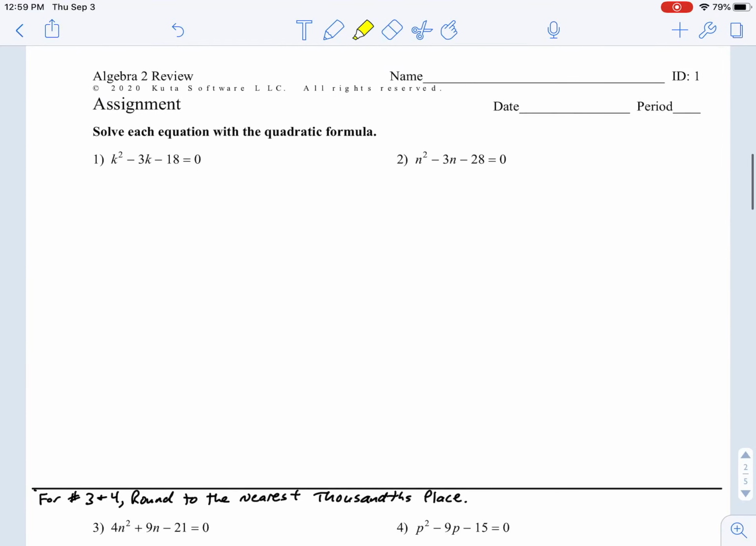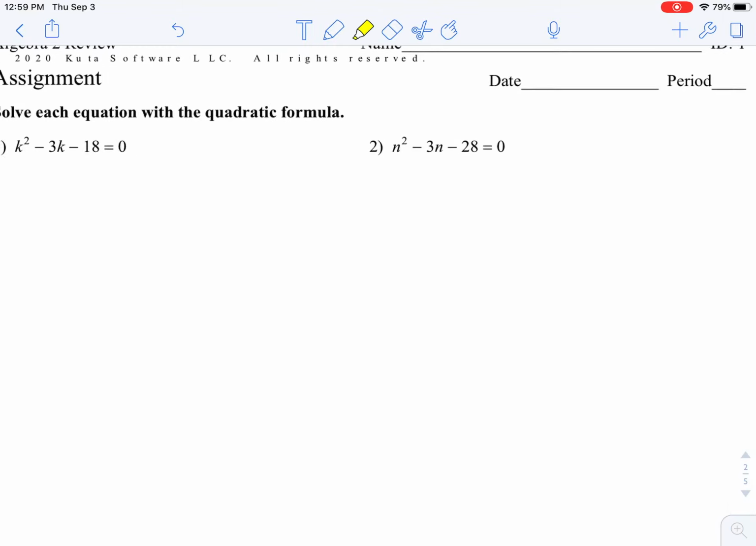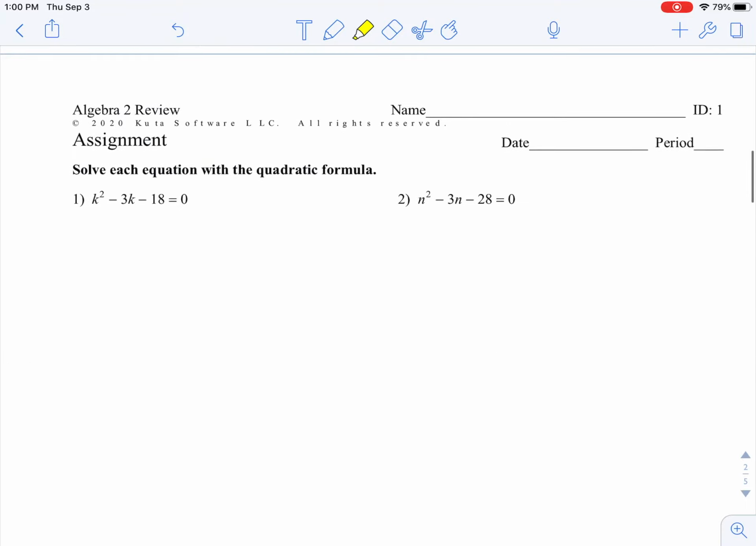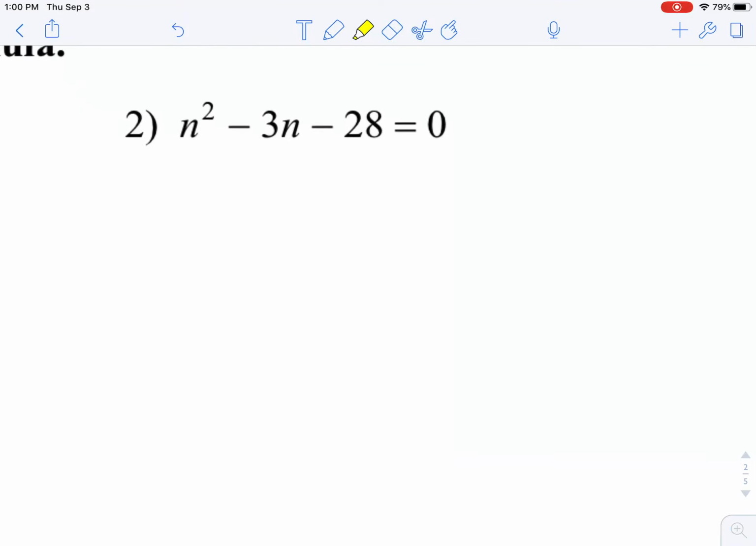So, as normal, I am going to go ahead and do the even problems. Your homework will be the odd problems. No special instructions here. You'll see I wrote in some instructions lower, but number 2, we should be able to solve straight away, no problem. The first thing you want to do is identify a, b, and c. In this problem, a is the number in front of n squared. You don't see a number there. That's that invisible 1. So a is a 1 in this problem. b is negative 3. That's this number. And then c is negative 28.